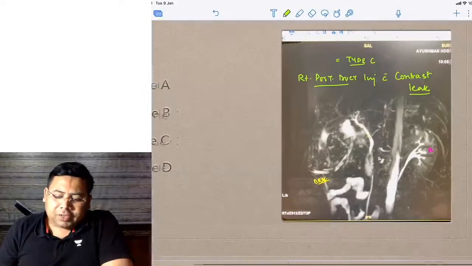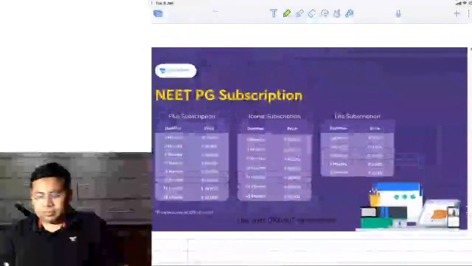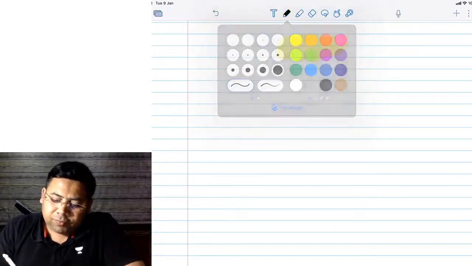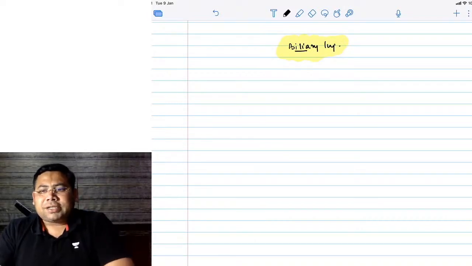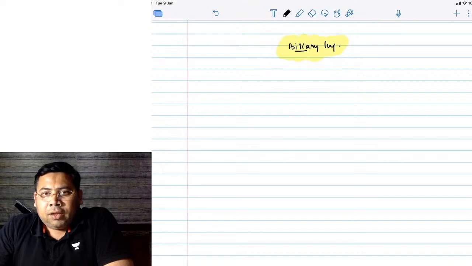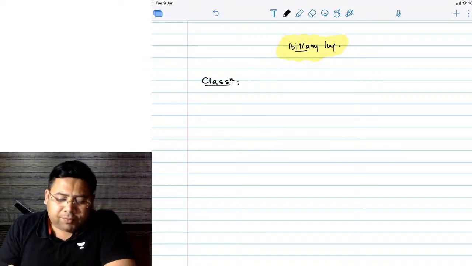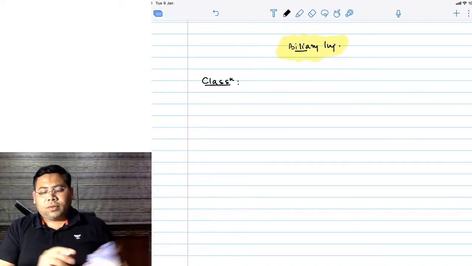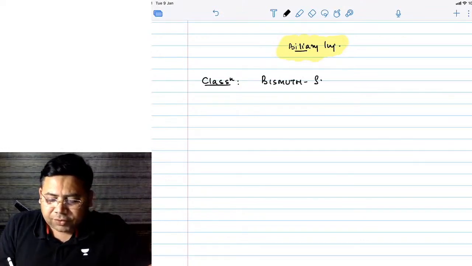If we try to understand the concept of biliary injury, let us quickly see this. Today we'll be discussing in this session the concept of biliary injury. I have discussed this a lot of times, but it's very important, and every time there are new students, so I frequently discuss this topic. The classification that we have is known as the Bismuth and Strasberg classification.